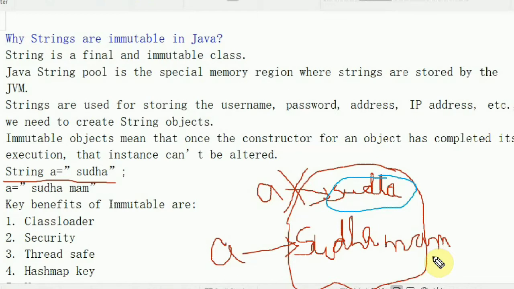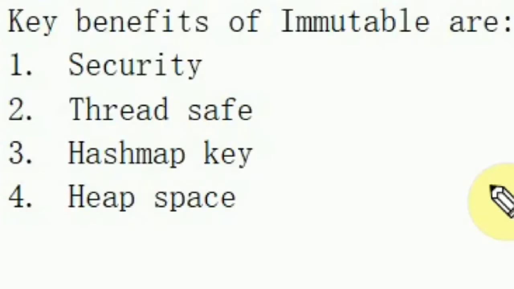Now what are the advantages of being immutable? The key benefits are: one is security, the second one is thread safety, third one is hash map key, and the fourth one is heap space. We'll see what it means by providing security. A string is used as an argument for class loading. If the string is mutable, the name of the class can be changed. If the name of the class is changed, a wrong class can be loaded into your JVM. Just because string is immutable, the correct class will be loaded into your class loader.